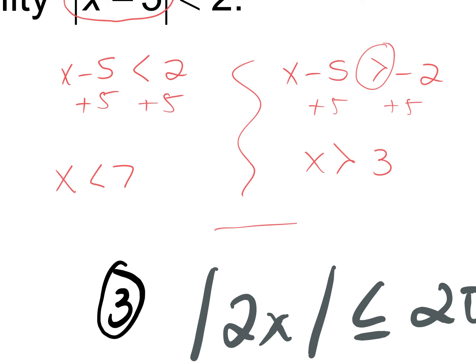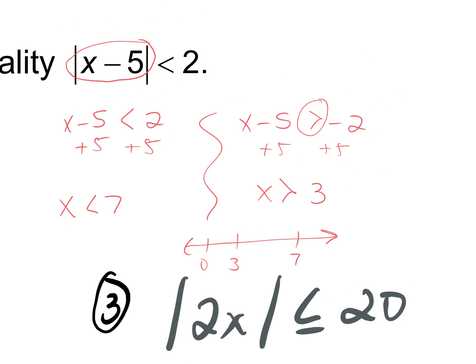So I'm going to go ahead and graph what I have here. Here's 0, 3, 7. Go back to your original question. This was a what kind of a problem? X minus 5 is less than. So remember, this was a less than. Where do we color when it's a less than? In between. And what kind of circle should I have? Open, because it's not or equal to. So I'm going to put my open circles, and I'm going to color in between.